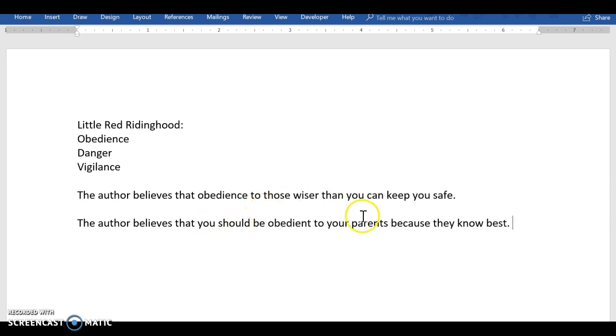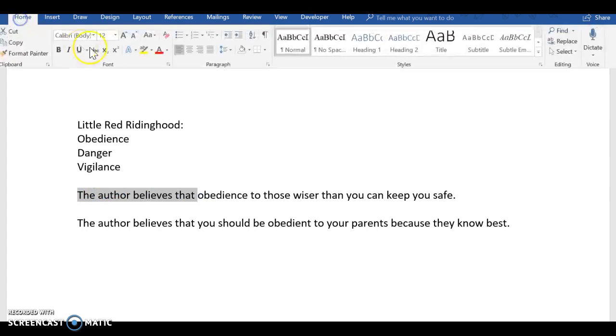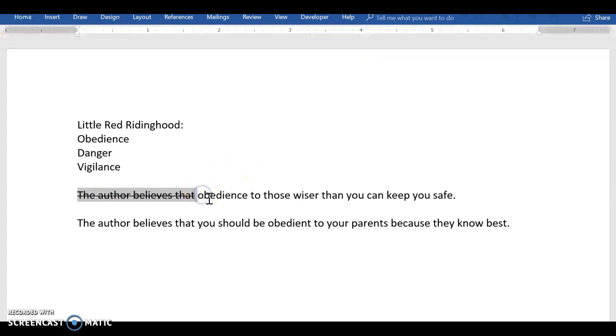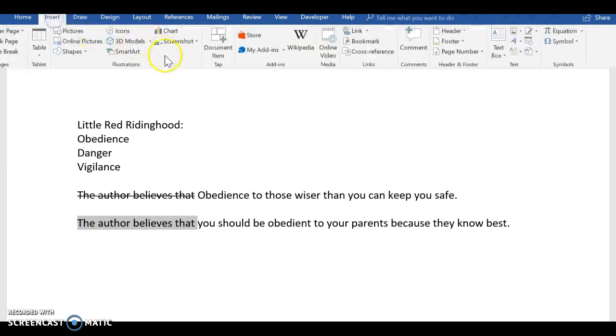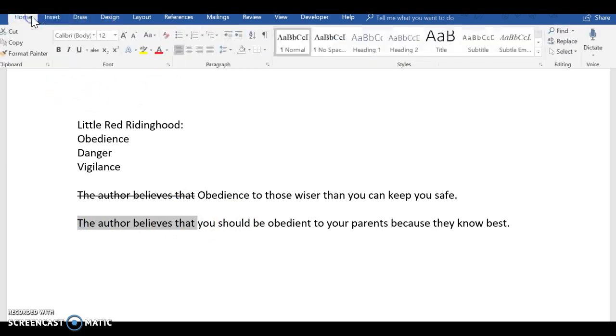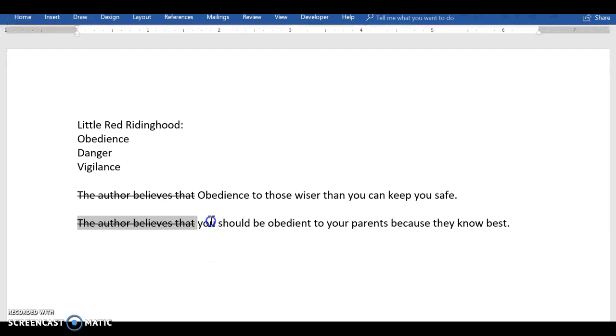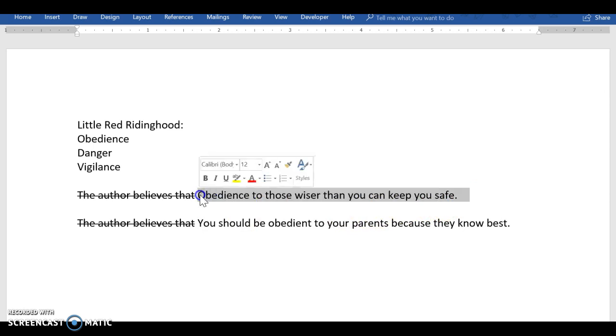Okay. So once you have one of these two sentences, what you're going to do is you're literally just going to cross out the words "the author believes that." You can then capitalize that letter, right? Or we could have done it for this sentence. These are the exact same things. I'm just showing how there's no one right way to write it. Okay. And what I have left over is a theme statement. Obedience to those wiser than you can keep you safe. That right there is a theme.